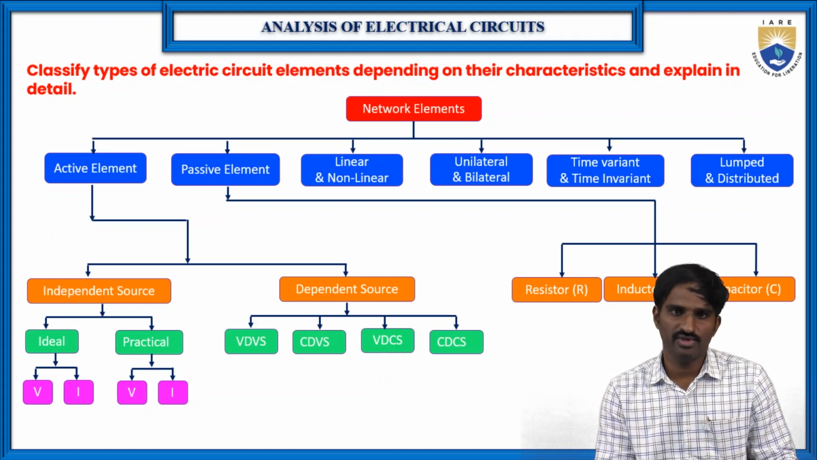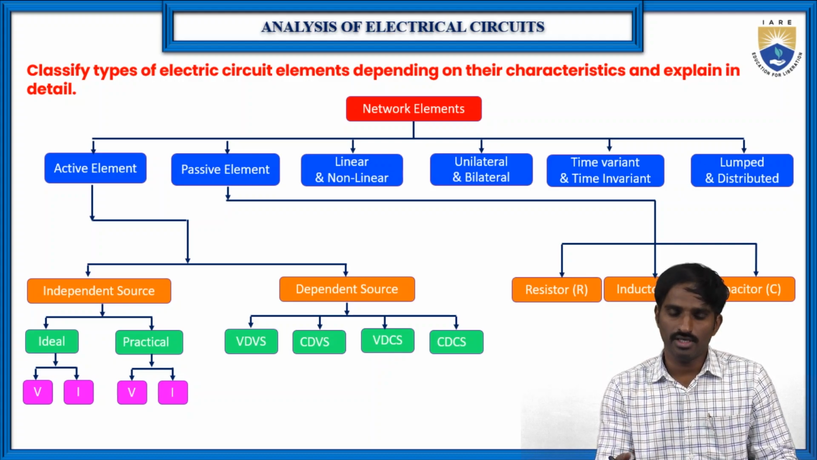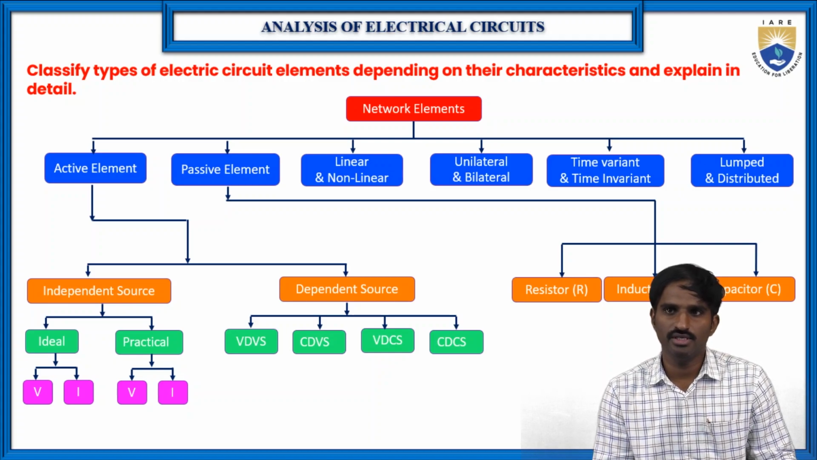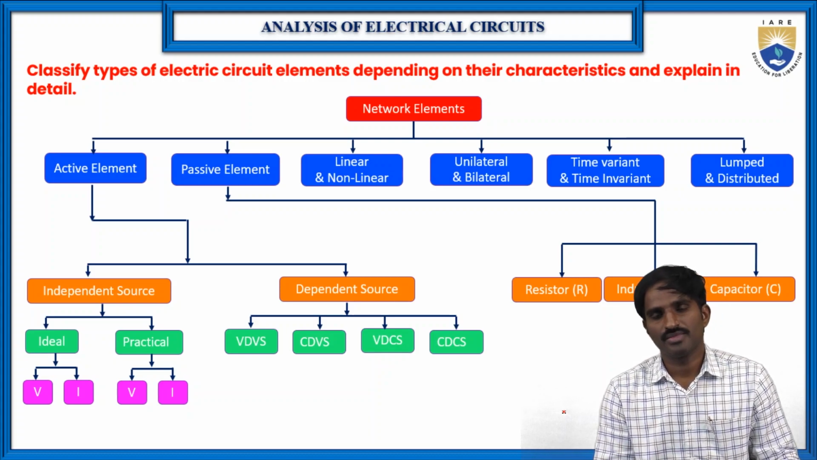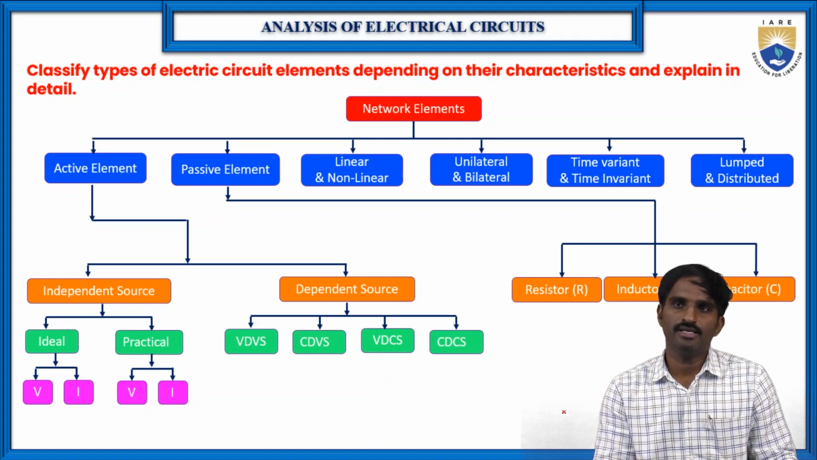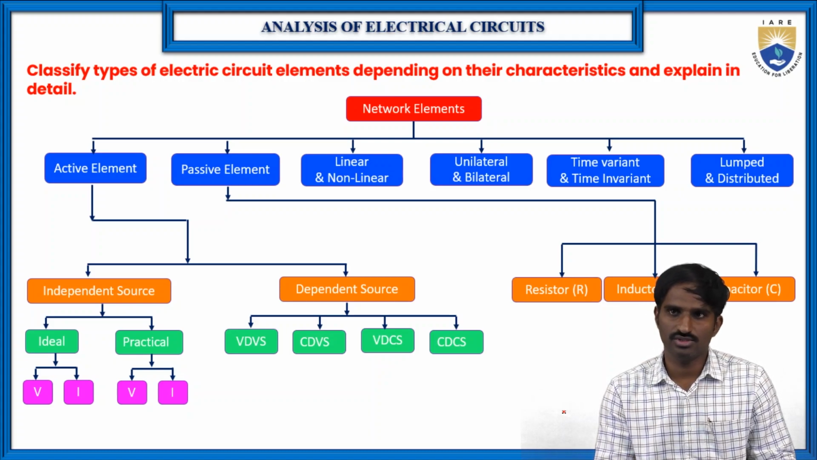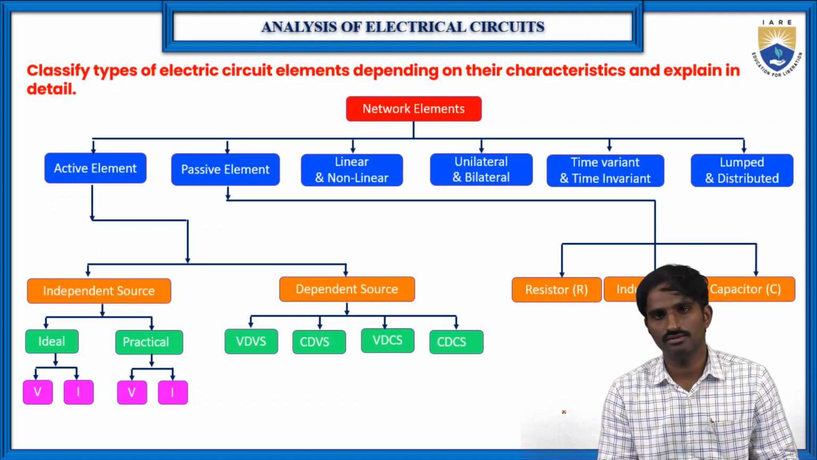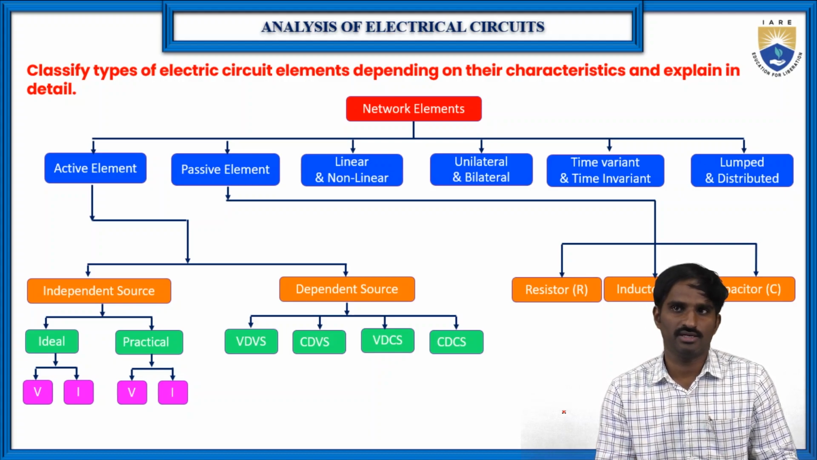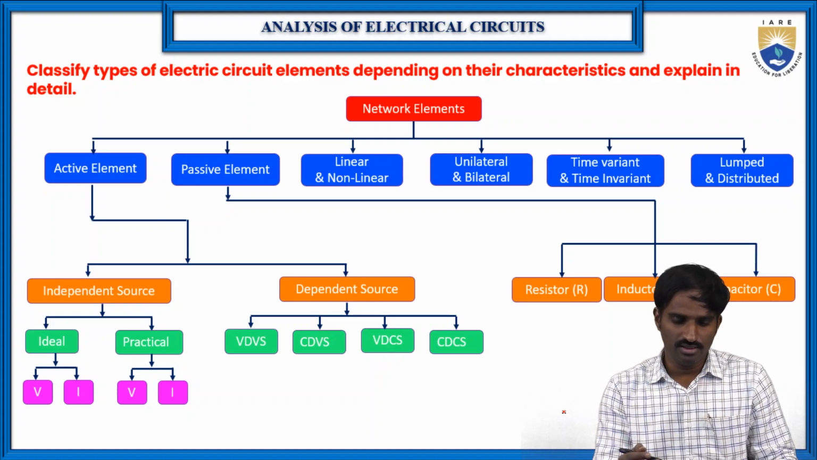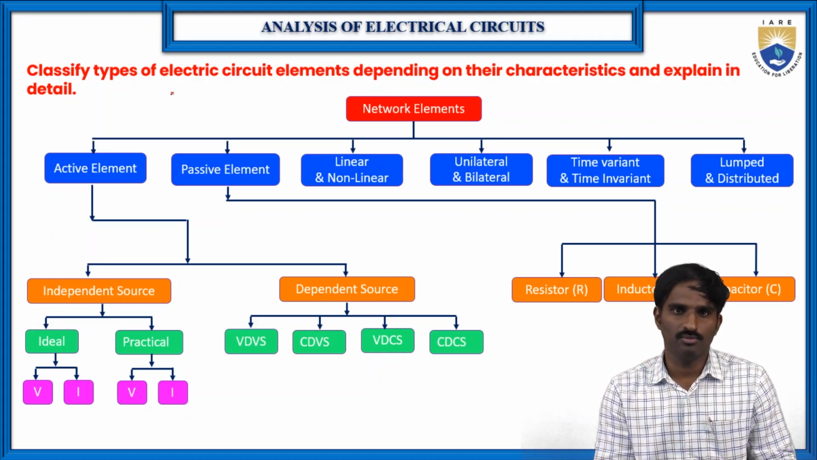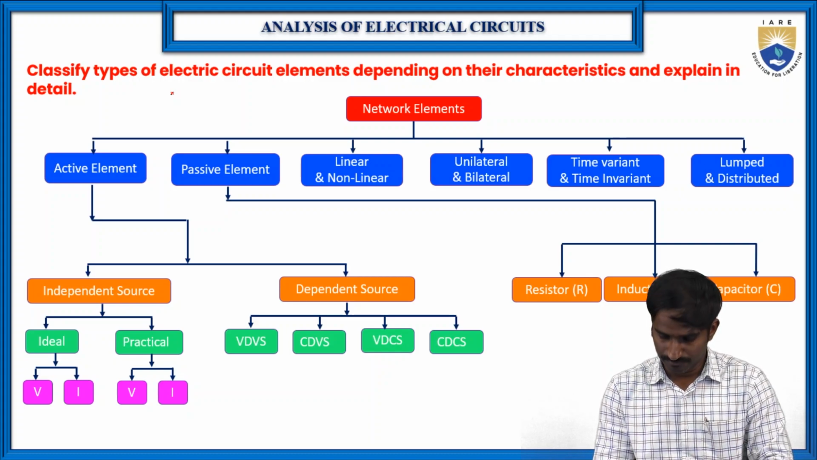Then time variant and time invariant. Again the parameters. Let us consider the resistor, inductor, and capacitor. The variable parameters are the voltage and current. If the voltage and current are changing with respect to time, then we can say those are time variant elements, and if they do not change with respect to time, then time invariant elements. Like that, based on the marks weightage, we can write about the classification of the network elements, right?